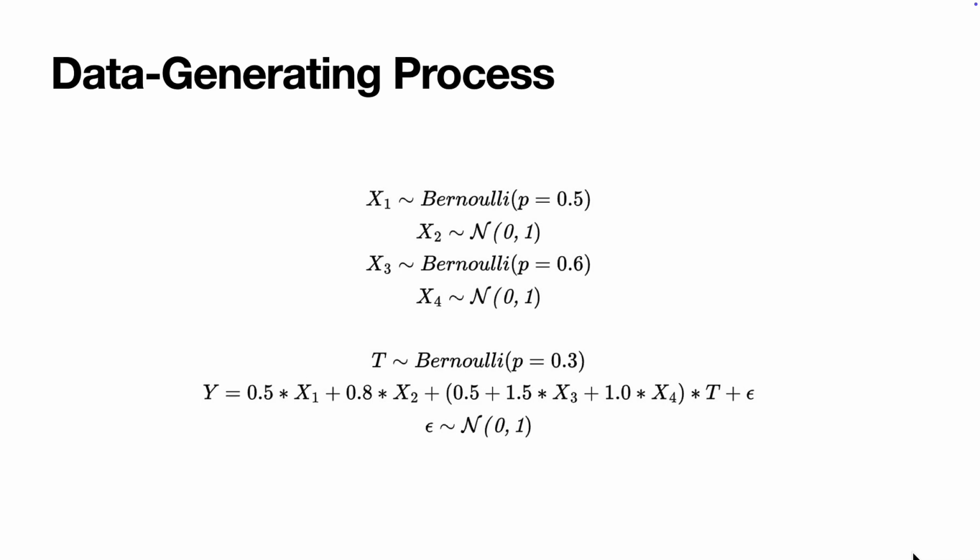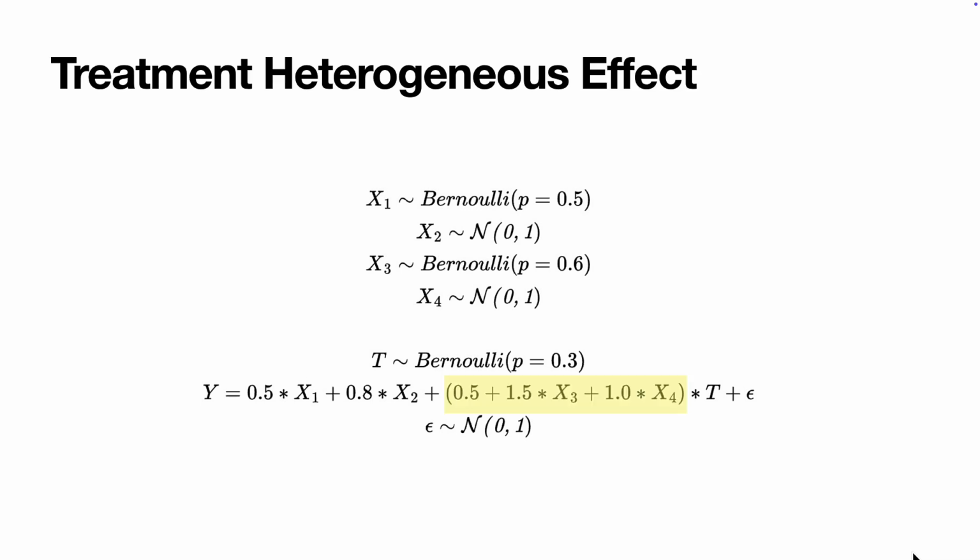Typically, we assume that t has a constant coefficient. But now the coefficient of t is a function of x3 and x4. That's what we mean by heterogeneous effect. The effect of t on y will depend on the value of some of the variables for a given observation. The higher x3, the higher x4, the greater the effect of going from 0 to 1 in t. There's a random disturbance at the end, epsilon, which is also normally distributed with mean 0 and standard deviation 1.